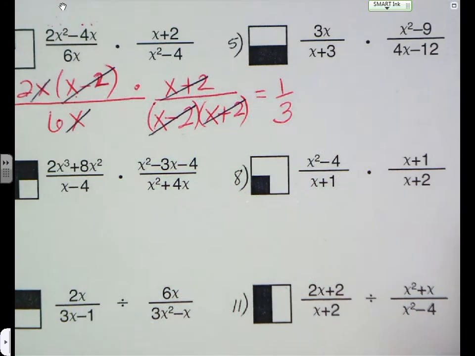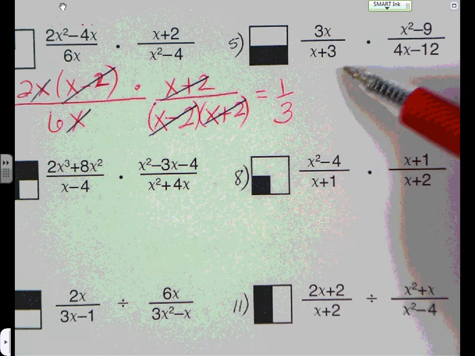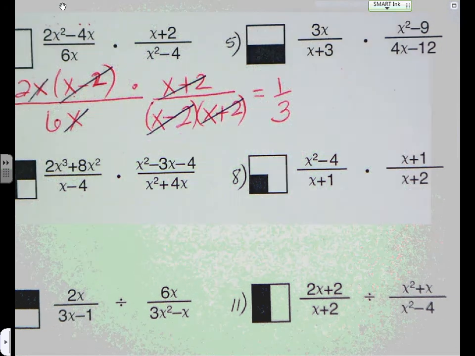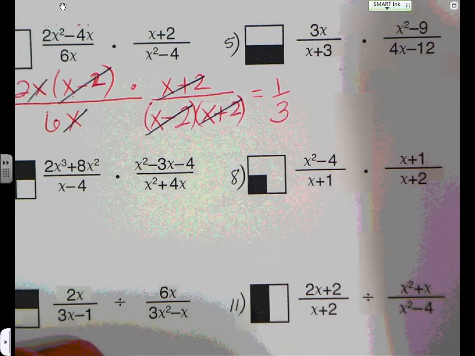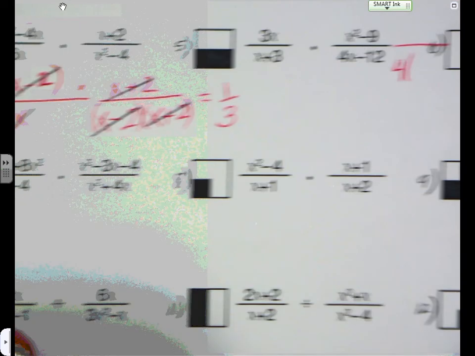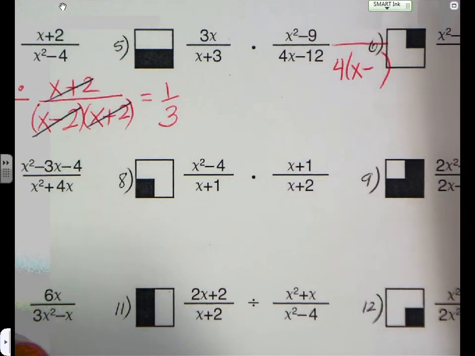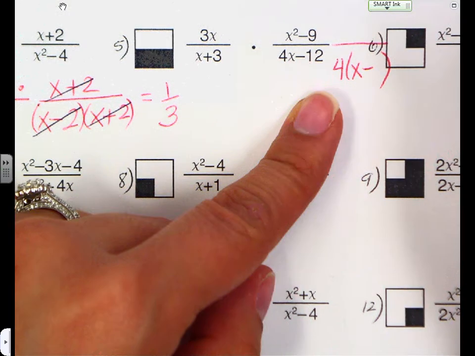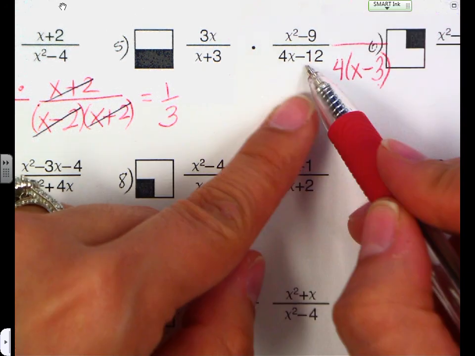If you look at number 5, I want you to see, is there anything that you can factor out of the first fraction? Nope. What about the second fraction? 4 and 12. Good. So I'm going to rewrite this as 4 on the outside, 4x minus, what do I need to put inside the parentheses? 2 would give me -8. Good. 4 times -3 equals -12.